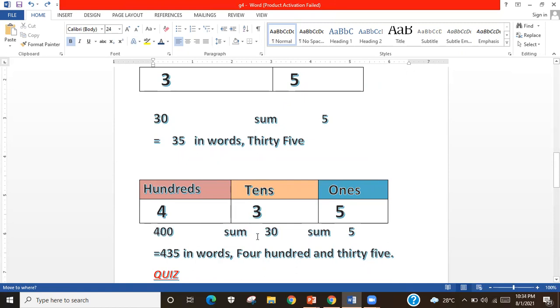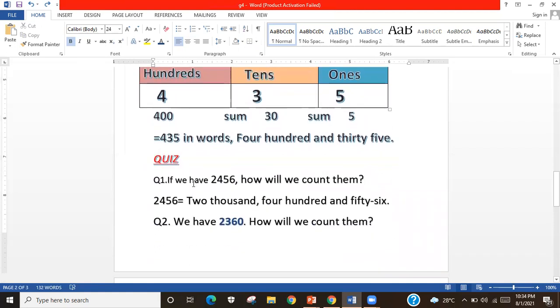So if you sum up, you get 435. You can easily write it with the third digit as 4, the second digit as 3, and the last digit as 5. The second digit is written in the second place, and the last digit 5 is written in the last place. So you can easily write 435 in numerals, and you will say it in words.